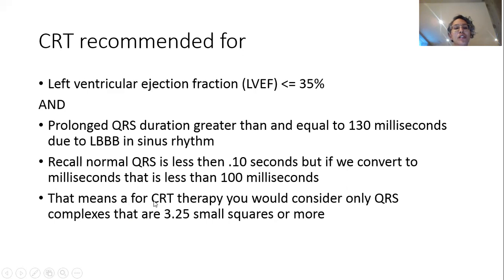And that means for CRT therapy, you would consider only QRS complexes that are, and I've translated it into the number of small squares because that's what you have been practicing for all of CORN 1, 3 1/4 small squares or more. So I'll go back up here. To recommend cardiac resynchronization therapy, the heart failure patient needs to have less than or equal to 35% ejection fraction. They need to have a prolonged QRS duration that's greater than or equal to 130 milliseconds.